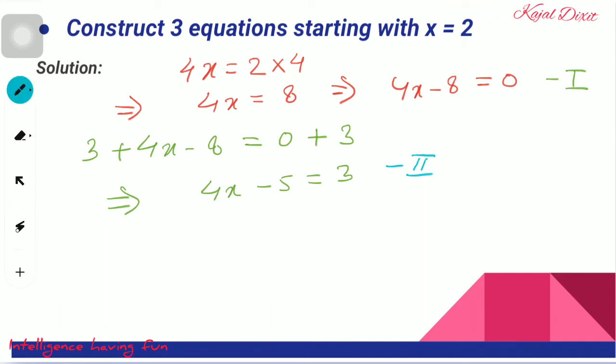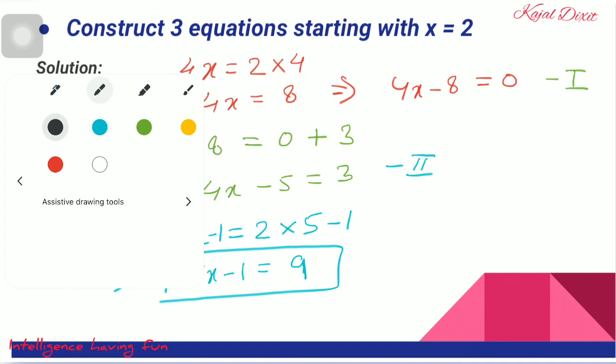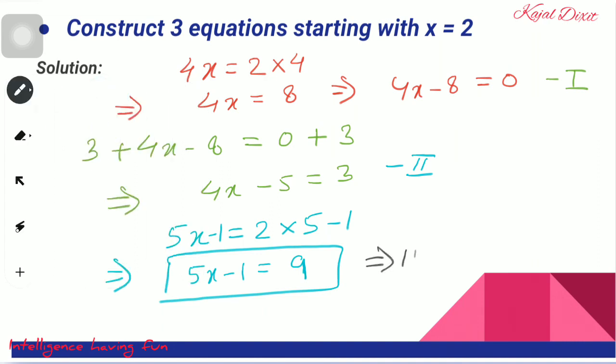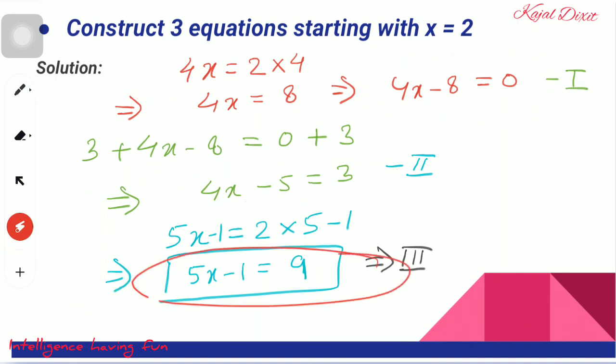Now, another way we can form an equation. Suppose x is multiplied by 5, then 2 will also be multiplied by 5. Let us subtract 1 from both sides. So what is the result? 5x minus 1 is equal to 9. This will be the third equation formed. So these are the three equations we have formed. First one is this, second one is this, and the third one is this.